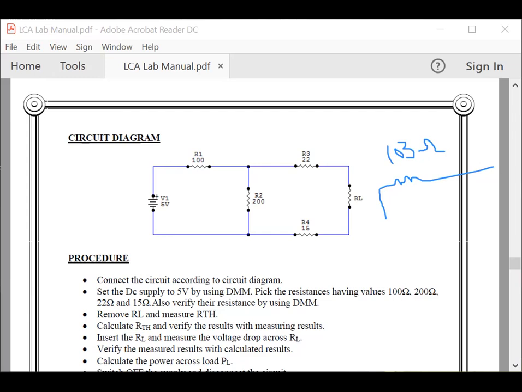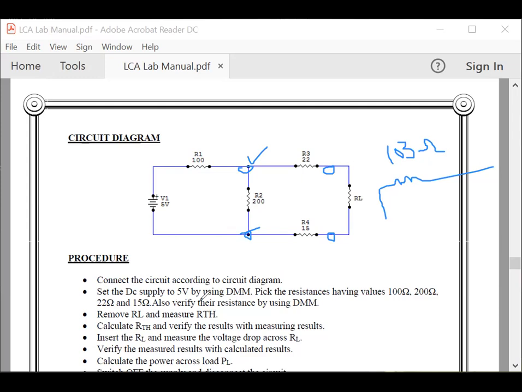Okay, this is now to find the RTH. If we remove the circuit and find the VTH on this point, you can calculate VTH on this point. So this is very easy to find the VTH.